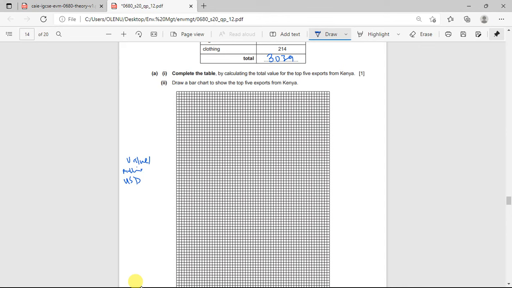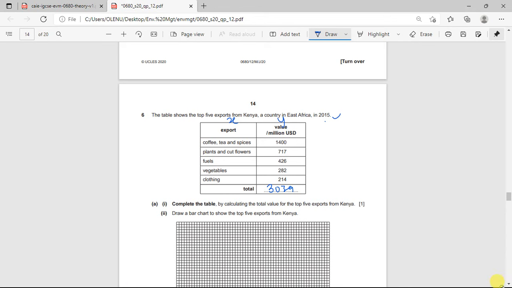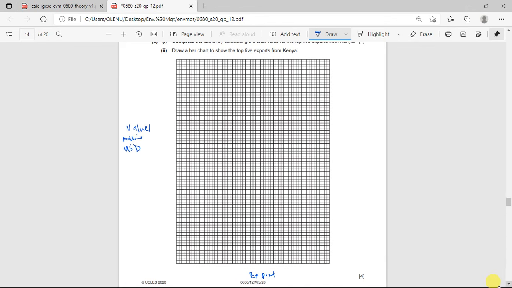Then the next thing is your scale. Usually you look at the range of values. The lowest here is 214 and the highest here is 1,400. So coming to your scale, make sure your plot covers more than half of the space provided. Since my highest value is 1,400, I can decide to make every 10 boxes 200. Let's see, 1 2 3 4 5 6 7 8 9 10.